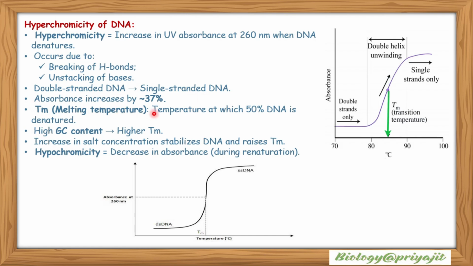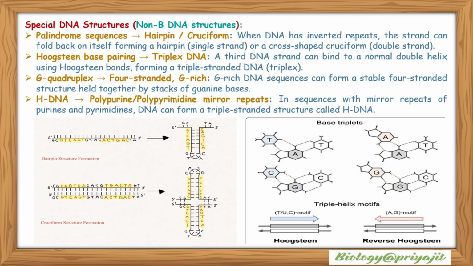And the Tm, or melting temperature, is the temperature at which 50% of DNA is denatured. With high GC content, there is a higher Tm. An increase in salt concentration stabilizes the DNA and raises the Tm, or melting temperature. Hypochromicity is the decrease in absorbance during the renaturation process. So, special DNA structures: there are non-B DNA structures.